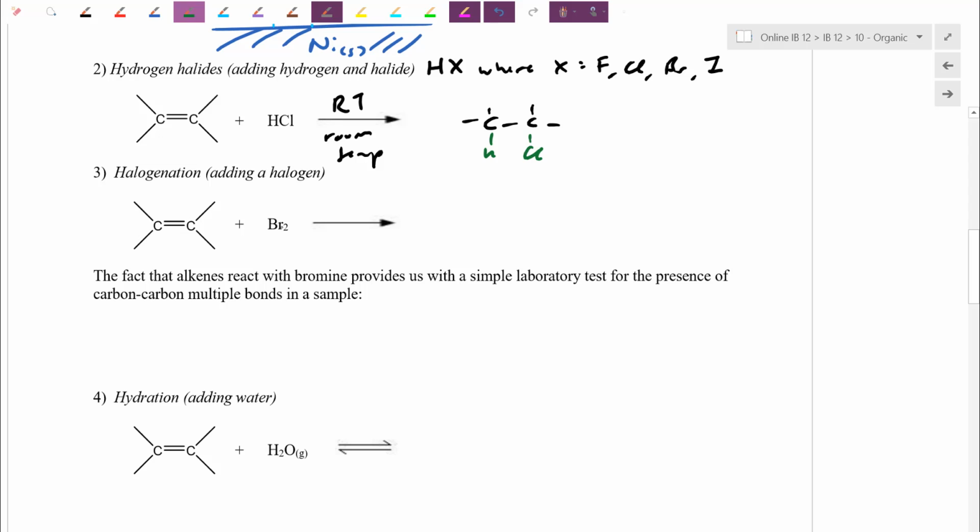Or better yet, let's attack a halogen directly, a diatomic. So let's say Br-Br. Any predictions for what I get?